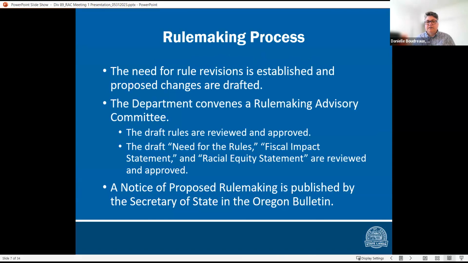And those 3 things are needed for the notice of proposed rulemaking, which is published by the Secretary of State in the Oregon Bulletin. So once the RAC has convened, we do publish a notice of proposed rulemaking, which includes those 3 statements as well as the draft rules in a strike-through underline format.